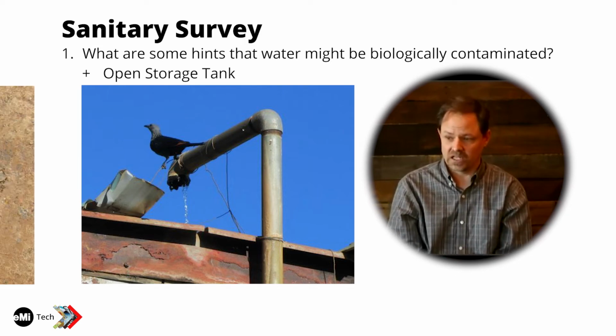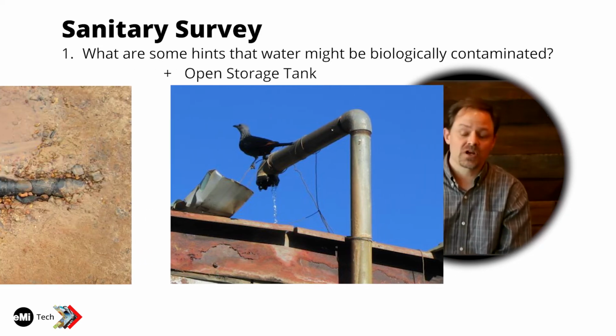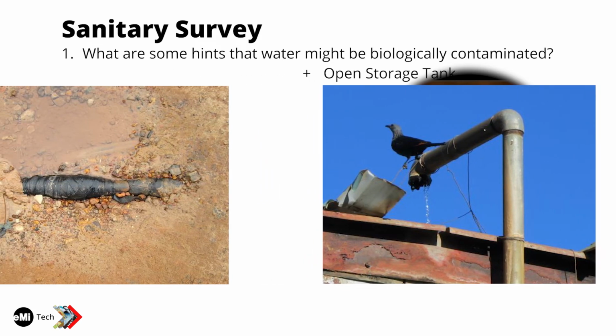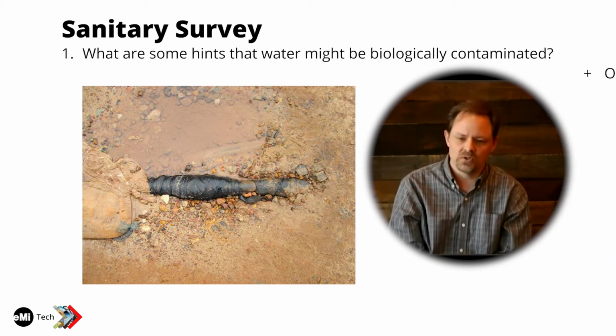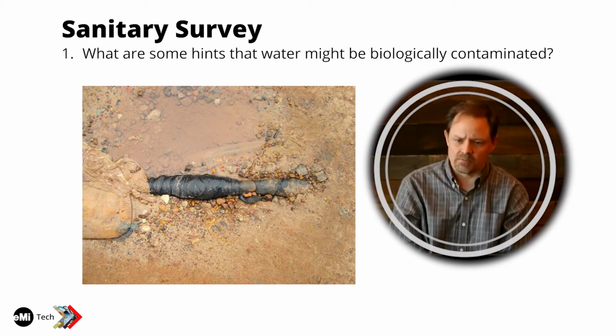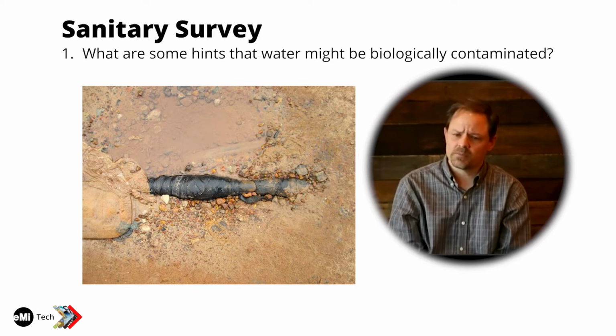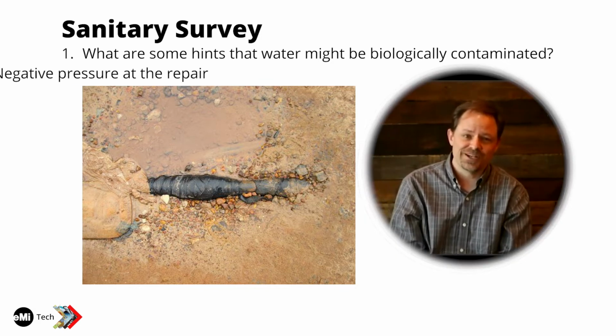It could be unclean. All right, the picture on the right there, that's just a zoomed in view of a little distribution line that's gotten exposed. Looks like it's been wrapped with some tape. What's the possibility for biological contamination there?